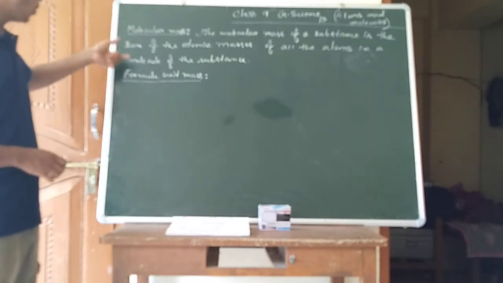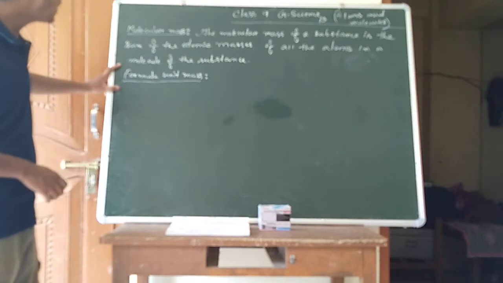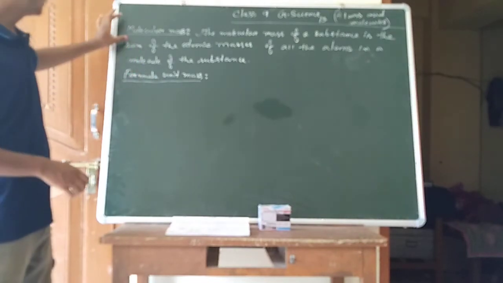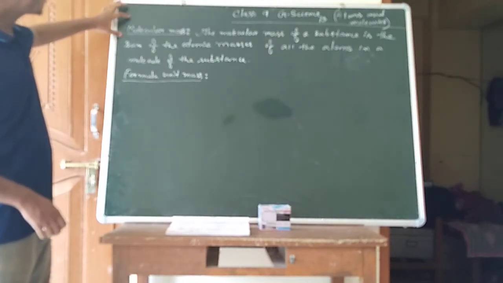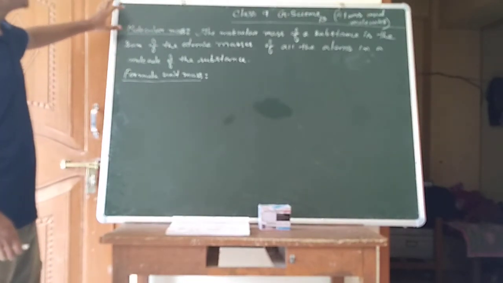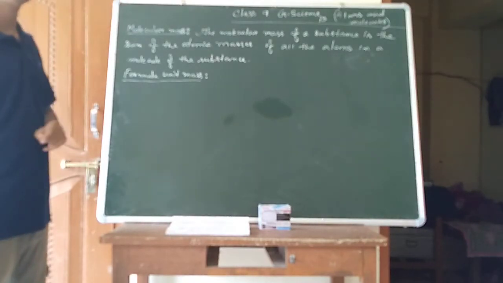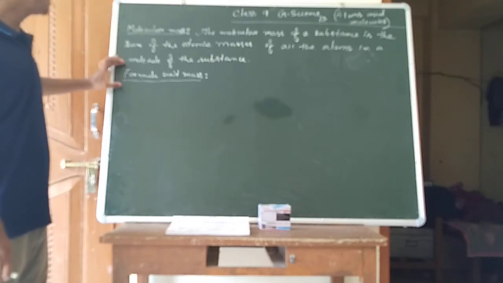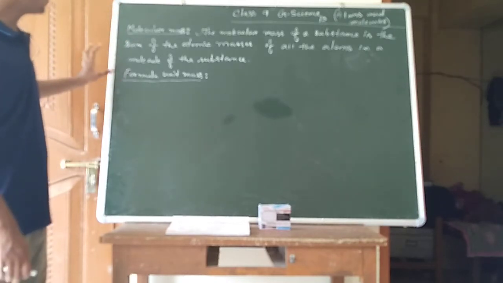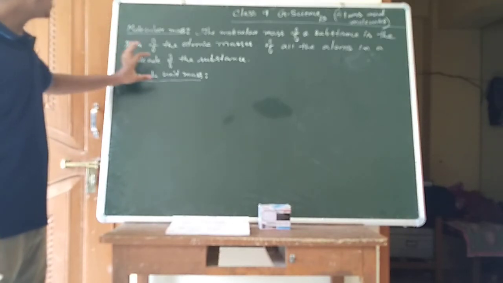Now, going to the topic of formula unit mass, molecular mass and formula unit mass are similar. These two are the same, but what is different? Molecular mass is only for non-ionic compounds. That means the constituent particles are not ions. If the constituent particles are ions, then we do not call it molecular mass. We call it formula unit mass.